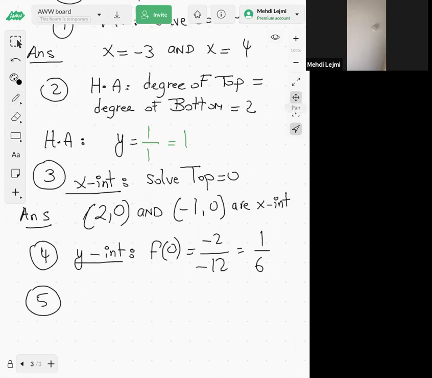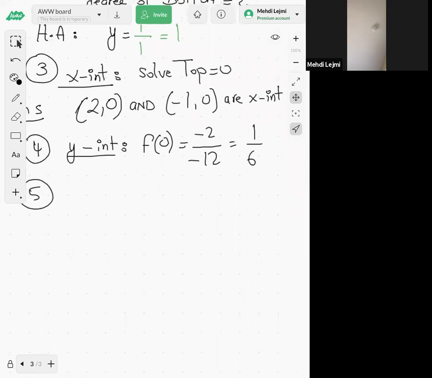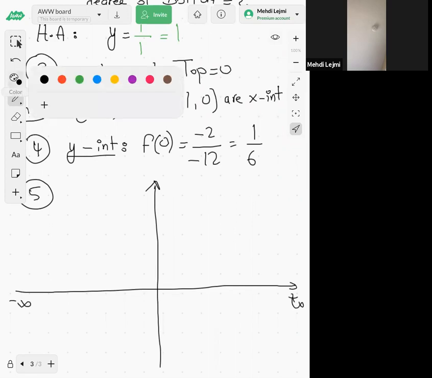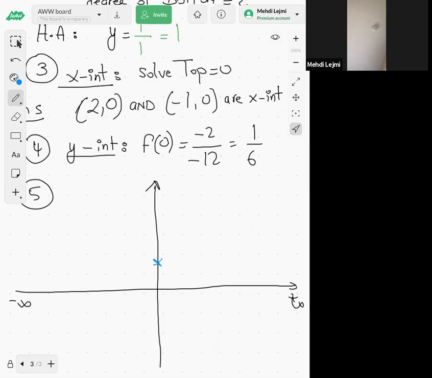Okay, so this is now the graph. So this is my positive infinity, negative infinity. I'm going to draw the horizontal asymptote, which is y equals 1. So here's y equals 1. This is 1 here.